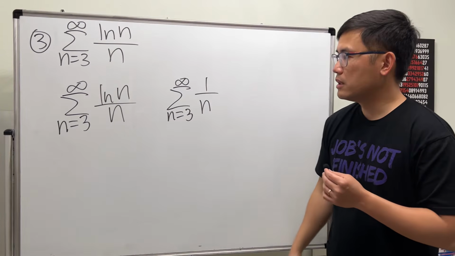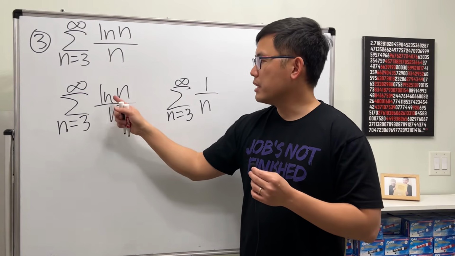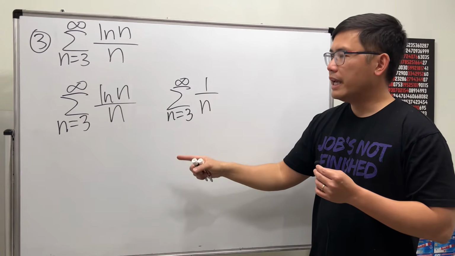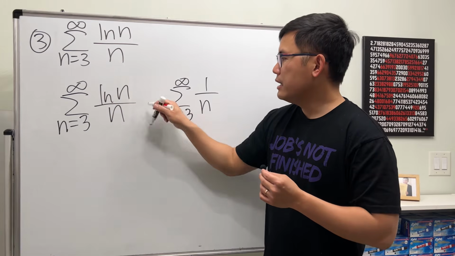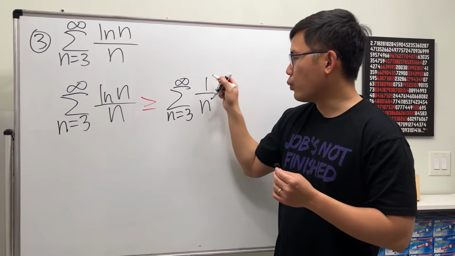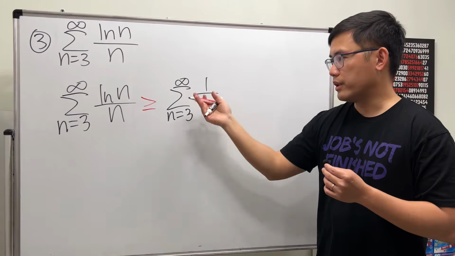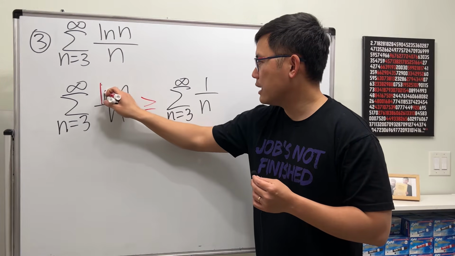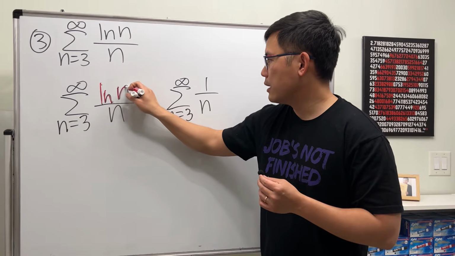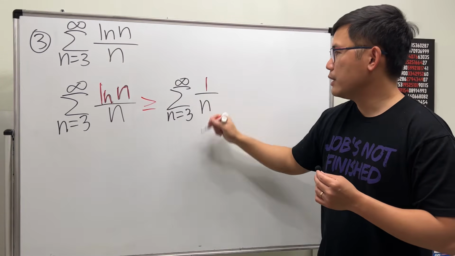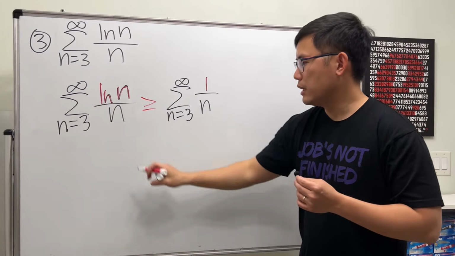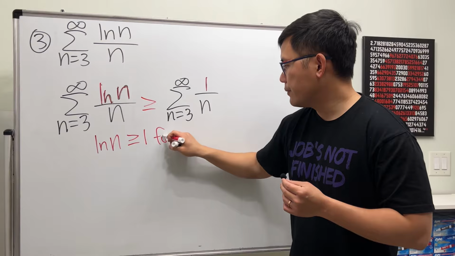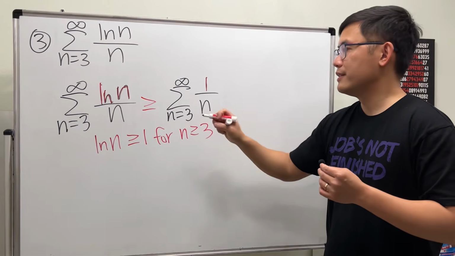And now check this out. On the top we have ln n, but here we have just 1. And the truth is, ln n is indeed bigger than or equal to 1, as n is greater than or equal to 3, right? 3 to infinity. So perhaps right here I will just mention that we know ln n is greater than or equal to 1, so this inequality holds, for n bigger than or equal to 3.